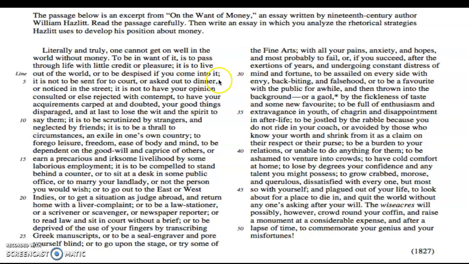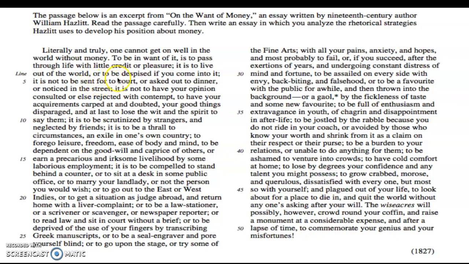And knowing myself as a reader and knowing great active reading strategies, I'm going to pause after a few lines just to give myself a minute to make sure I understand what I've read. And if not, I'm going to go back and reread it. So to be in want of it, to want it, is to pass through life with little credit or pleasure. Like I'm not getting any credit from anyone, nobody really values me, I'm not getting any pleasure out of anything. It is to live out of the world. So I feel like I'm outside of the world. I'm kind of a loner. I'm not enjoying everything the world has to offer.